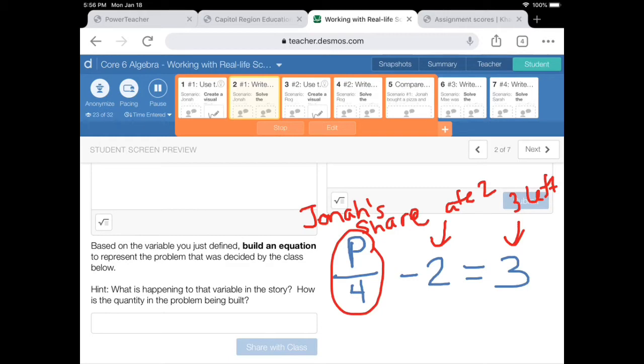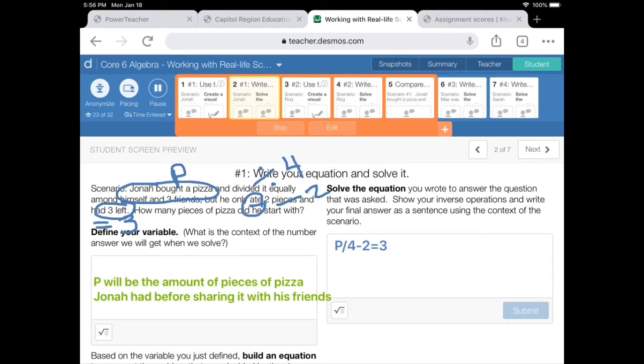Okay, so let me get that typed up here for us. All right, so we've got P divided by 4 minus 2 equals 3. So we've got to solve this next. The first thing we want to do to figure out what the original amount of pizza was is get that negative 2 out of there. So we always focus on that constant term first. So it's a minus 2, so I'm going to add 2 underneath that and underneath the 3.